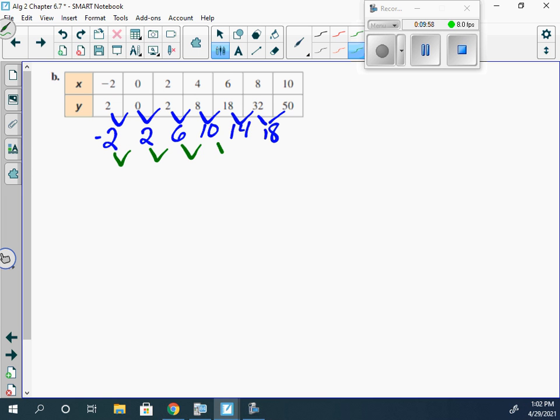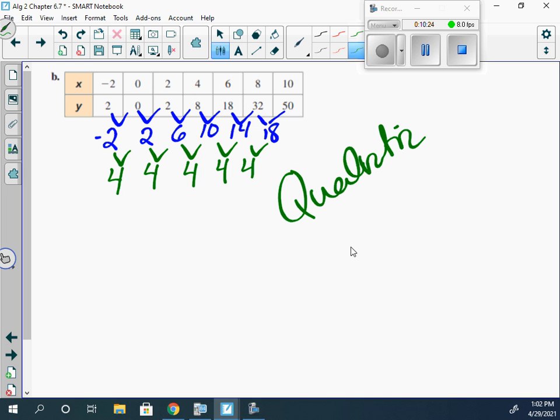Well, those aren't the same, so let's see what the difference of the difference is. 2 minus negative 2 is 4, since a negative and a negative make a positive. 6 minus 2 is 4. So we have a common difference of the difference, which means this is a quadratic. This is a quadratic function because the difference of the difference is the same. Questions on any of this here?